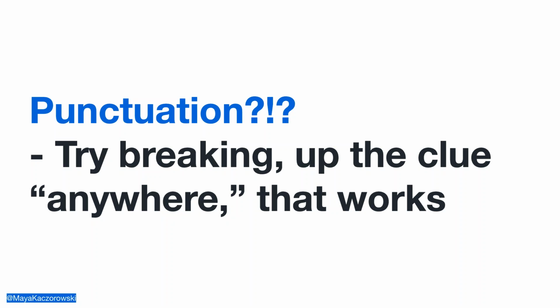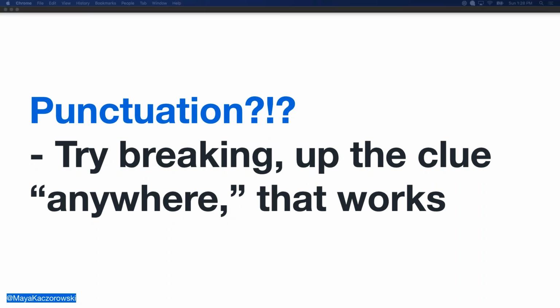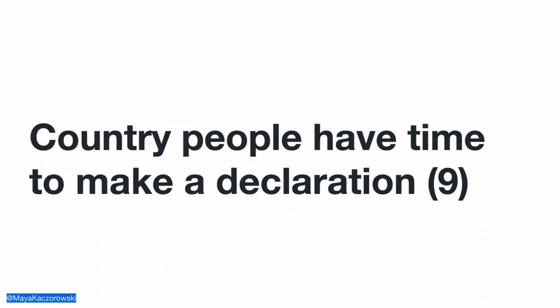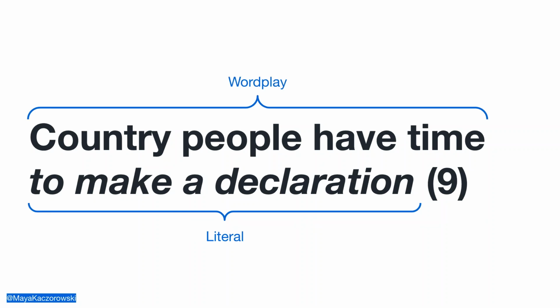Okay, so now that we have the basics down, let's do a couple of examples from the cryptic yesterday. Country people have time to make a declaration, 9 letters. Try to do this, and as I go along too, I'm going to hint you towards it. Okay, so we'll split this up. I'll tell you that to make a declaration here is the literal. So you're looking for a 9-letter word meaning to make a declaration.